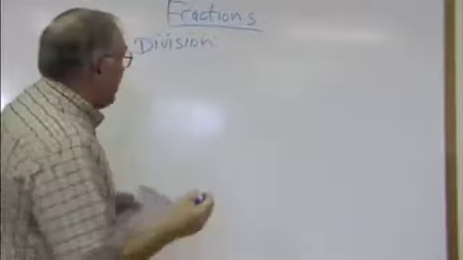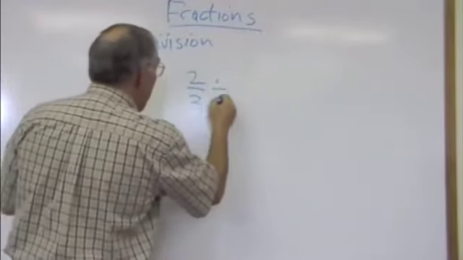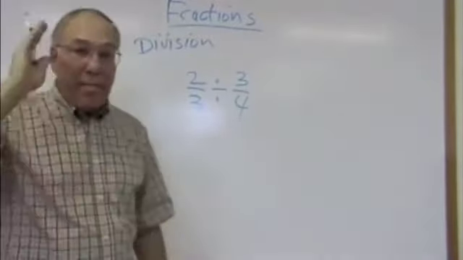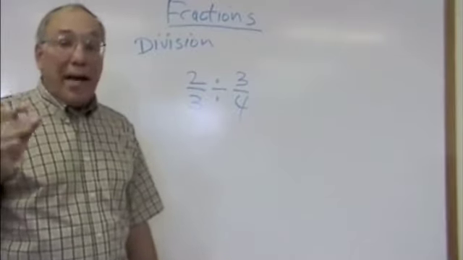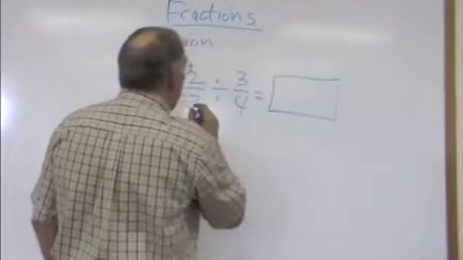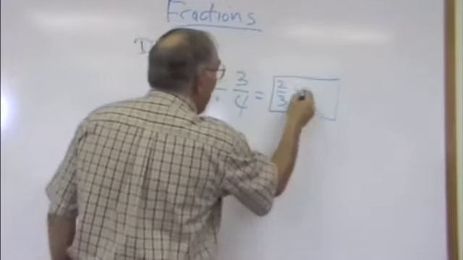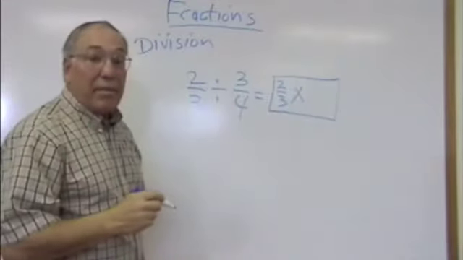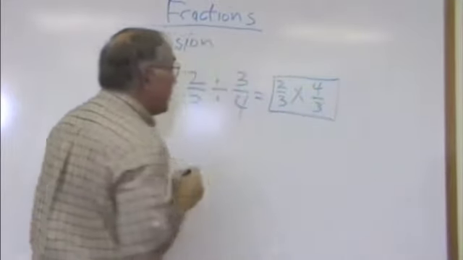Okay, let's divide another problem: 2/3 divided by 3/4. When I see a division problem, a bell has to go off in my head and say, I have to use the trick. I have to rewrite this. Here's my rewrite. First number stays the same. Sign changes to multiply. And I have to use the reciprocal of the second number. I have to flip the second number. So 3 over 4 becomes 4 over 3.